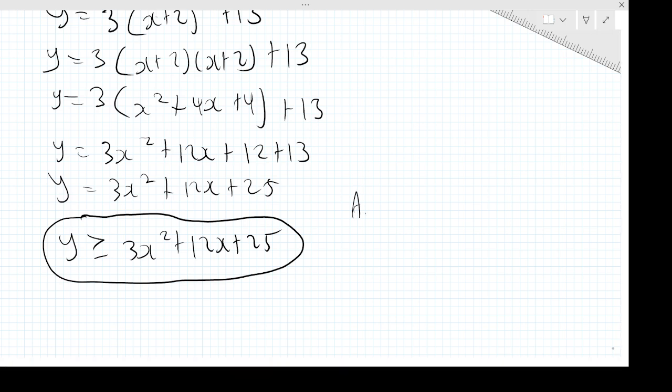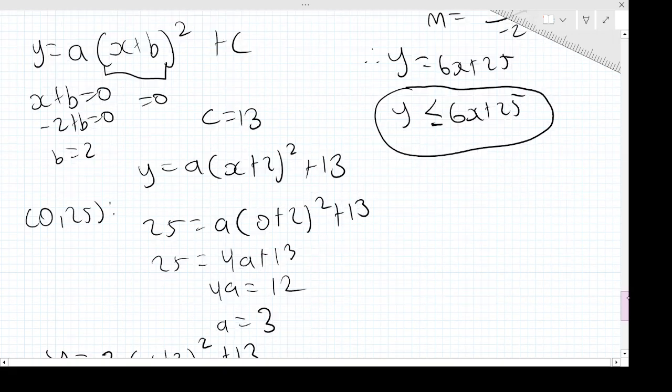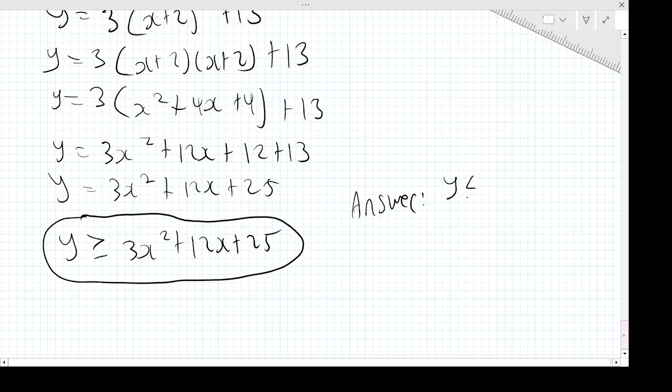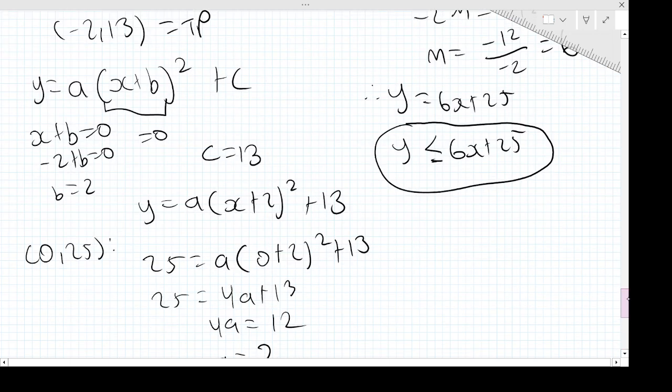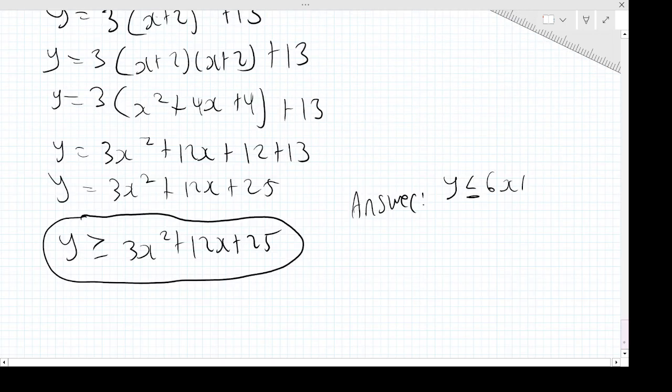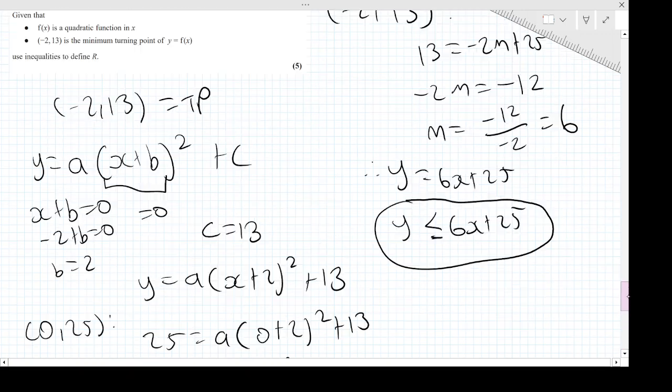So our answer is the region is, well, the inequalities are y is less than or equal to 6x plus 25, and the other inequality, y is greater than or equal to 3x squared plus 12x plus 25. There we go.